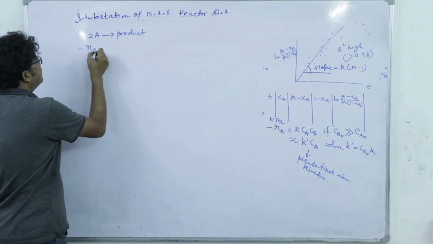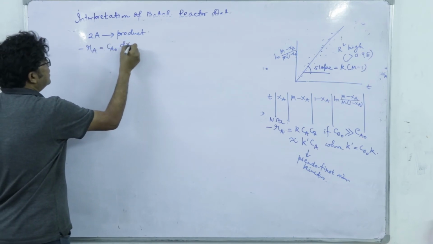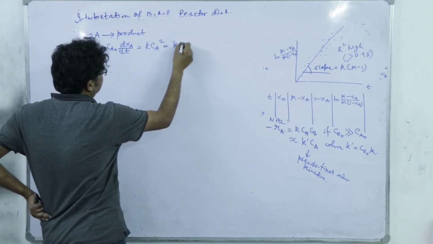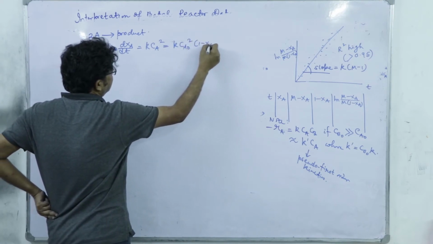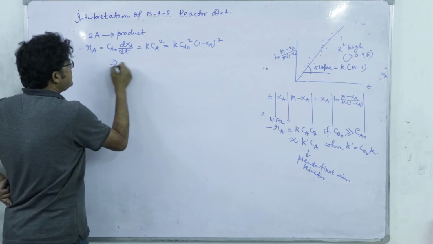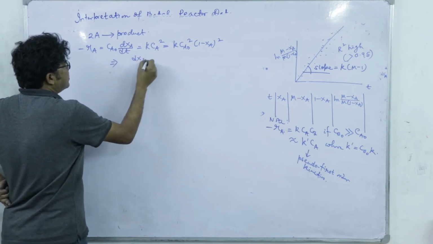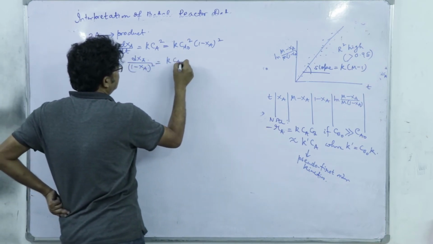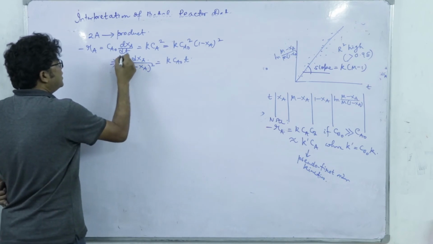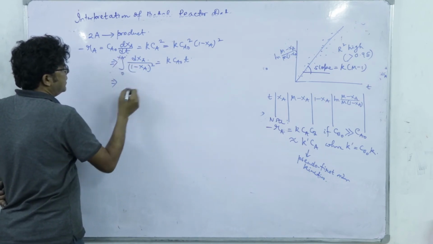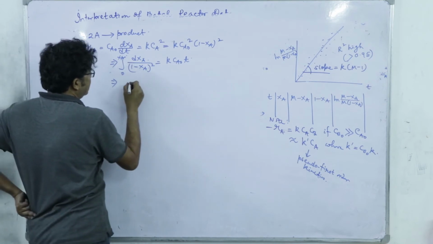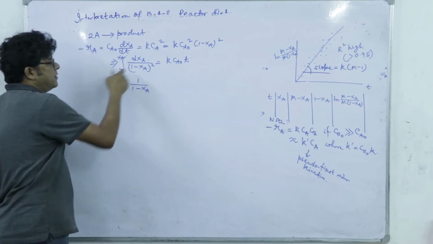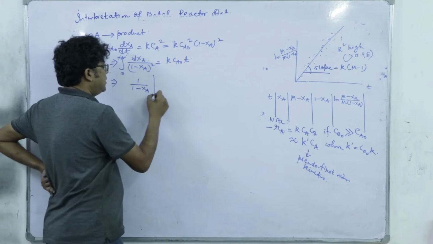So, minus Ra, which is Ca naught into dXa/dt, is equal to k into Ca square, which is k into Ca naught square into (1 minus Xa) whole square. So, dXa by (1 minus Xa) whole square equals k Ca naught dt, and here we have to integrate it from 0 to Xa. So, it is 1 divided by (1 minus Xa), the minus sign and the minus sign in the derivative will cancel out, from 0 to Xa.